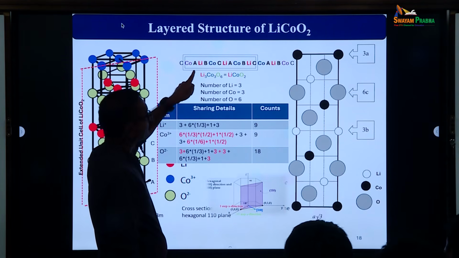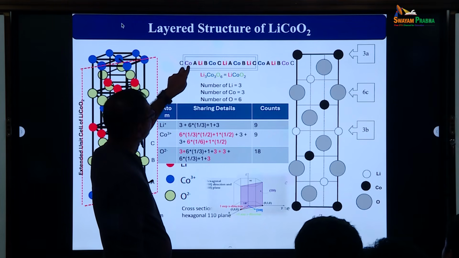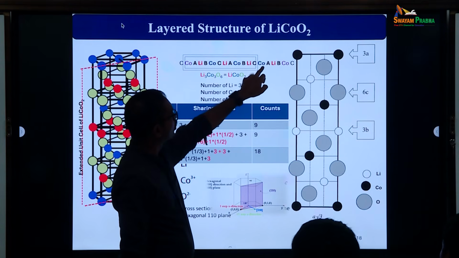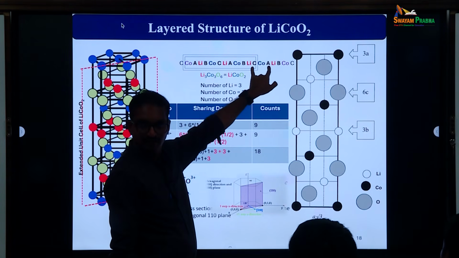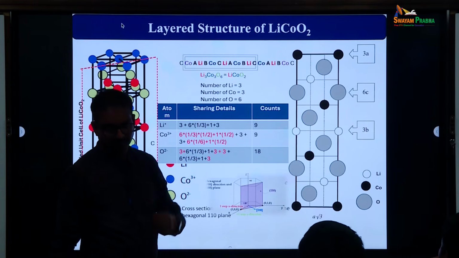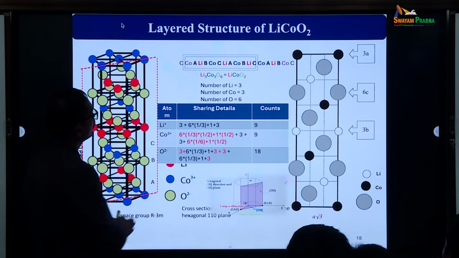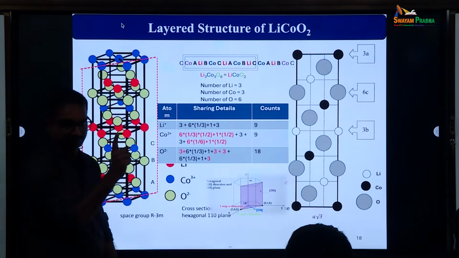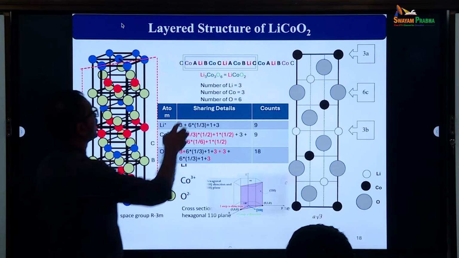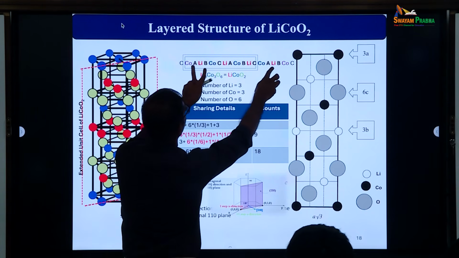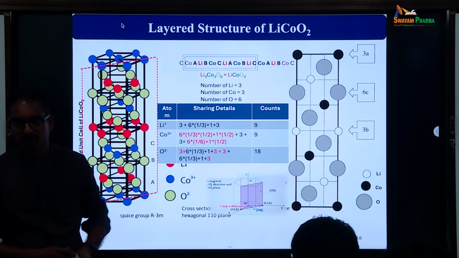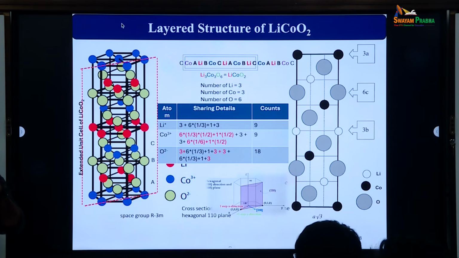But please note, the cobalt here is between C and A. So I go until my next cobalt is between C and A. That means 1 unit length. Correct, no? So I start with the cobalt and end with the cobalt, which is happening between C and A. You can also start with the lithium and end with the lithium, which is happening between A and B. It doesn't change. The length scale is the same. So that's going to be the unit cell length in 1 dimension.